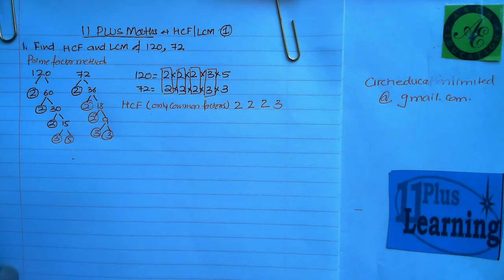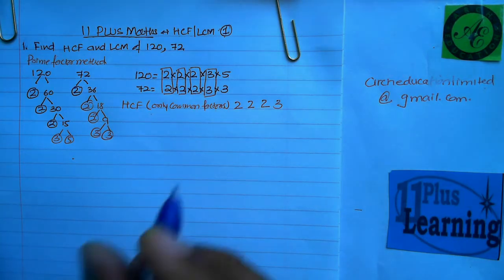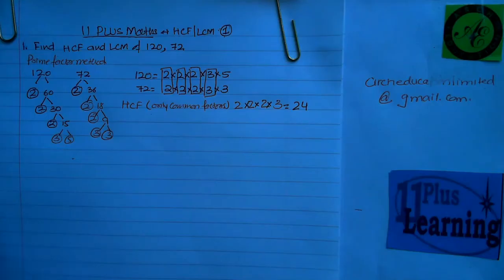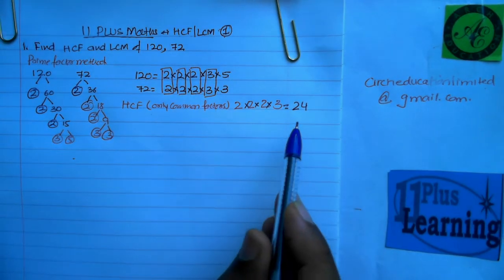And what do we do with them? We just multiply these. So this gives me 24. So 24 is the highest common factor of 120 and 72.